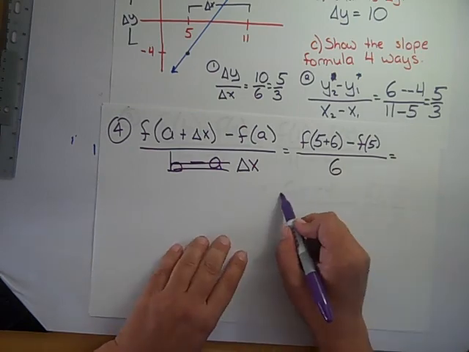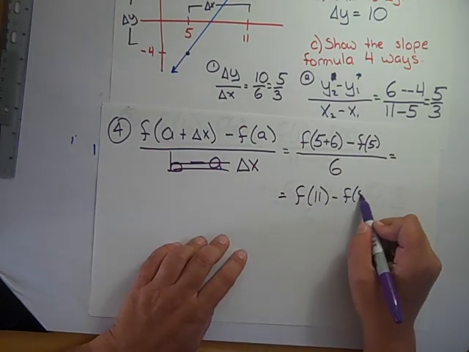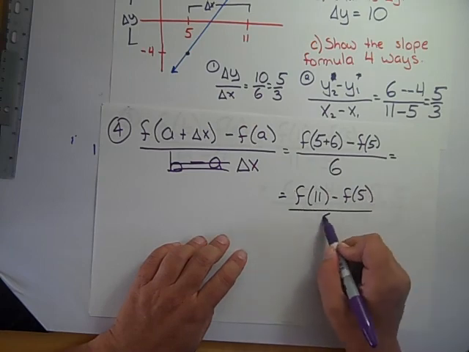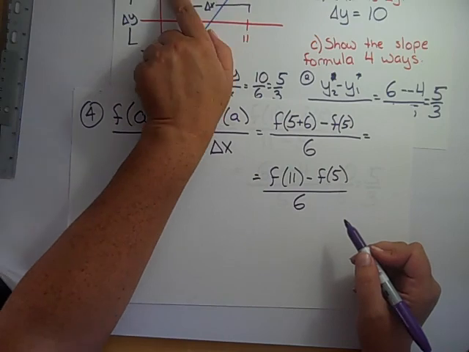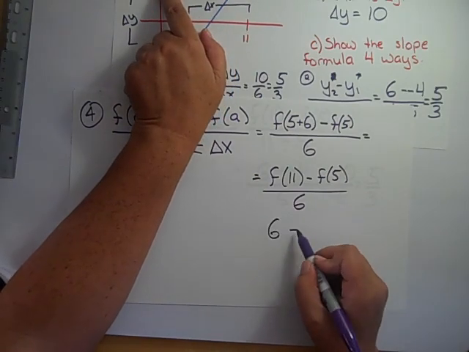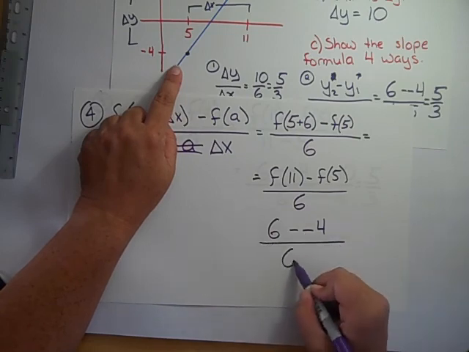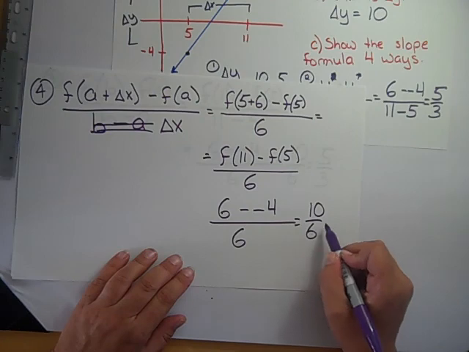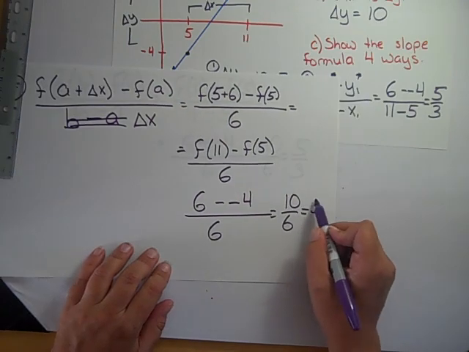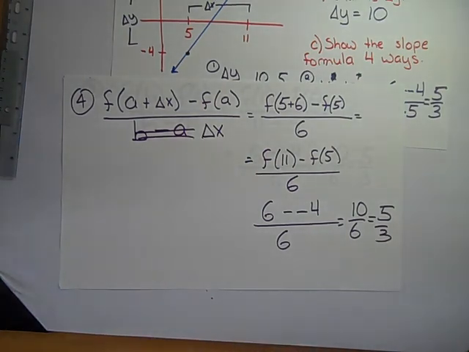Okay, so again we have f of 11 minus f of 5 over 6. What is f of 11? Well, f of 11 corresponds with 6. What is f of 5? -4 over 6. Still equals 10/6, still equals 5/3. Okay, that is it.